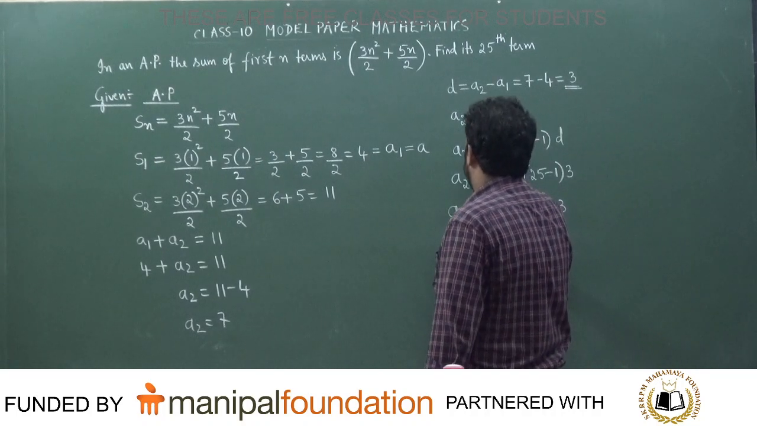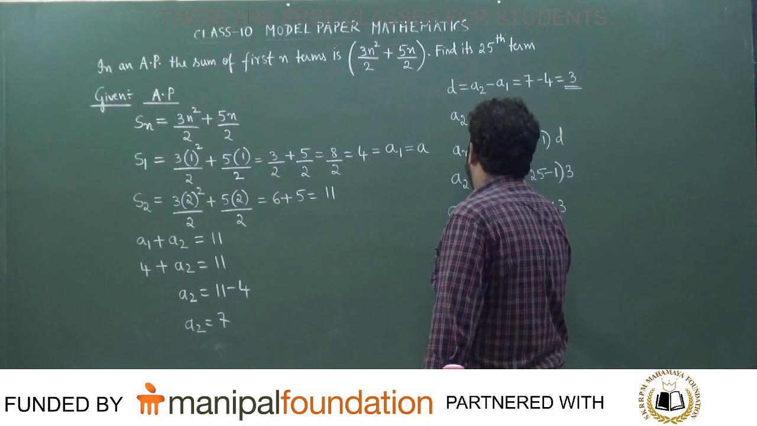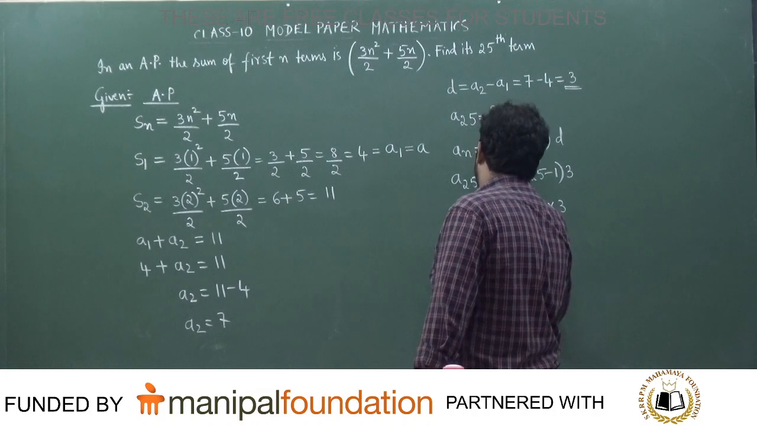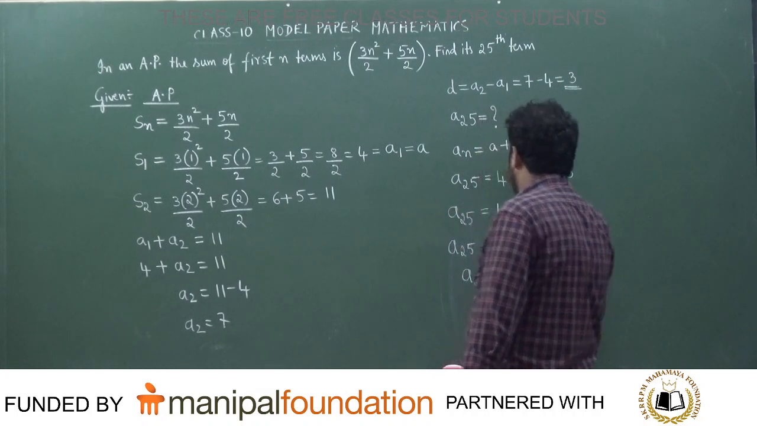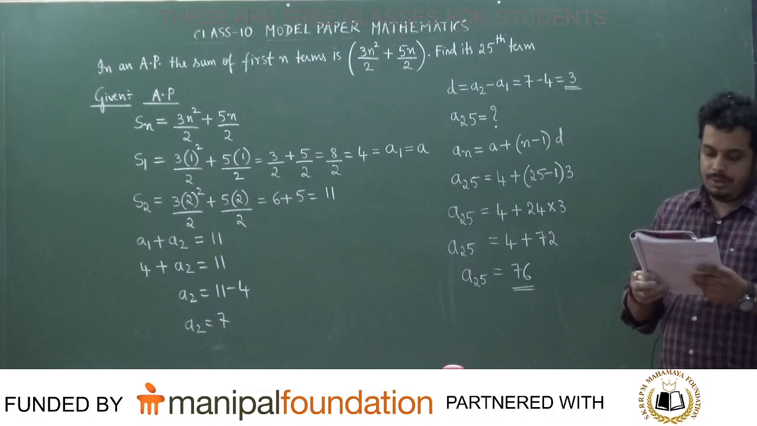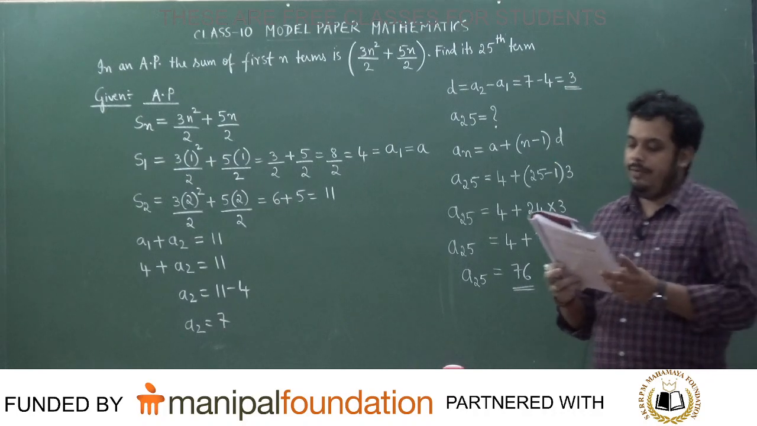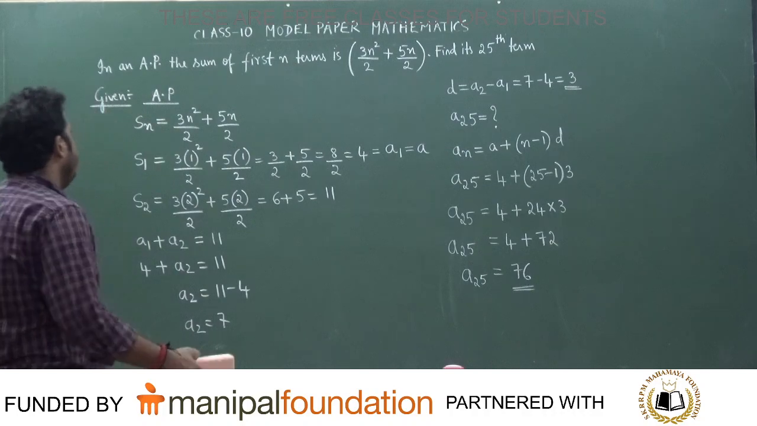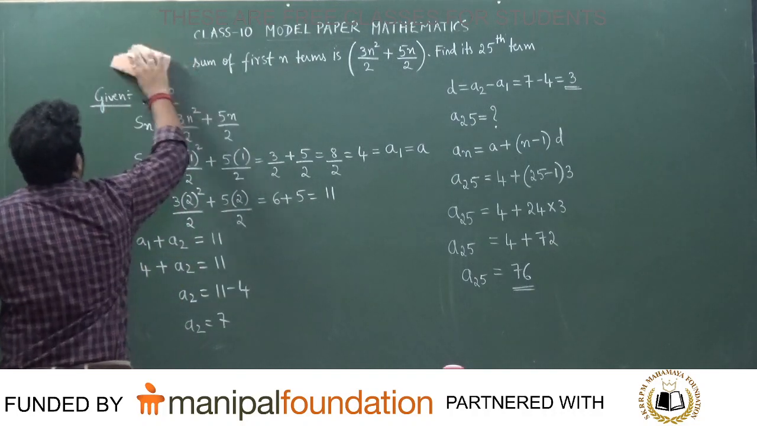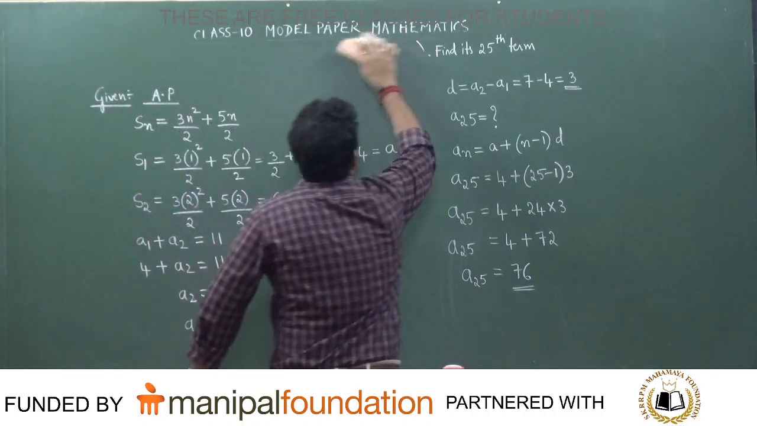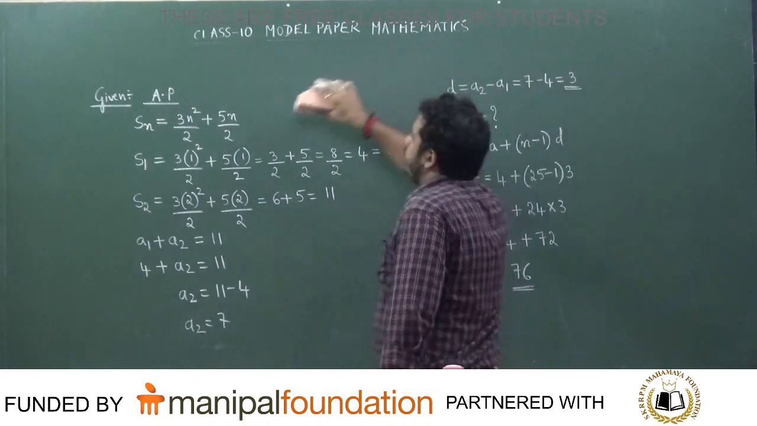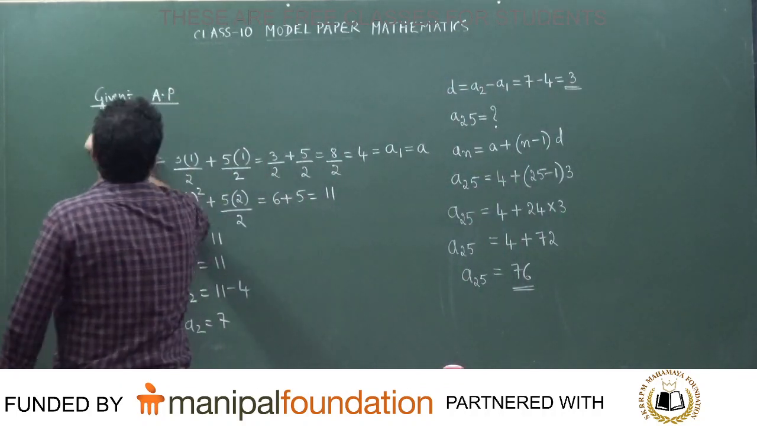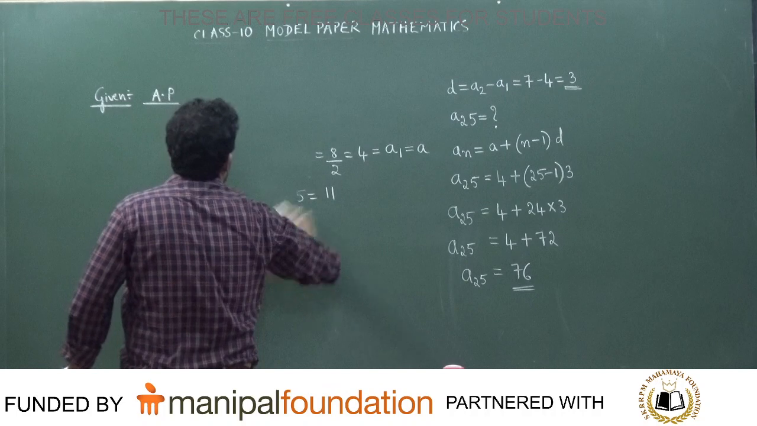This is the value of A25. A25 is equal to how much, students? 76 is the answer to the question. This is the answer for the 25th term. Is it okay? This question is also important. Everybody should mark this. There is a very similar prove-that question from arithmetic progression, which I will solve after this.